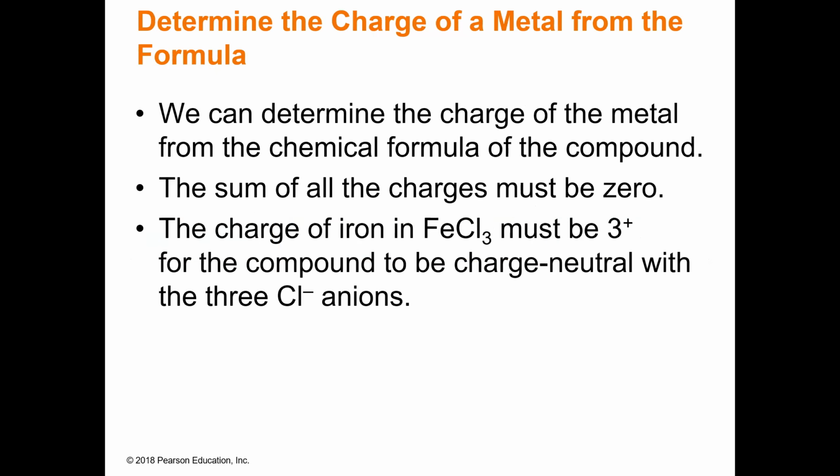Not sure what the charge on the metal is? Use the anions to figure it out. For example, in FeCl3, each chloride ion has a 1 negative charge. There are 3 of them, so the total negative charge is 3-. That means the iron must be 3+ to balance it, giving us iron 3.